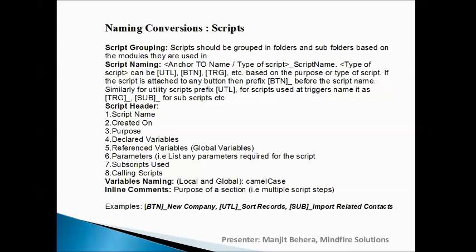Then variables naming. Variables are generally two types in FileMaker. One is local and another one is global variable. The variables always follow camel case.